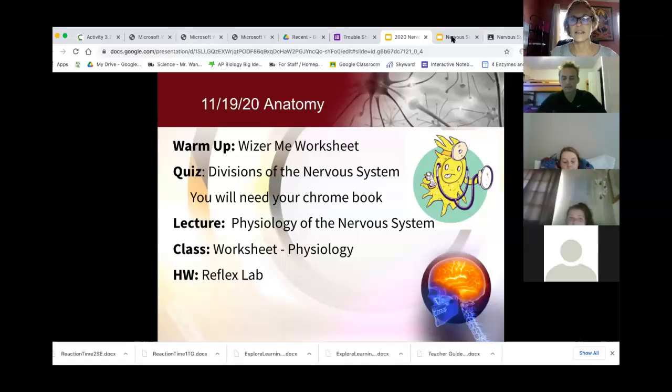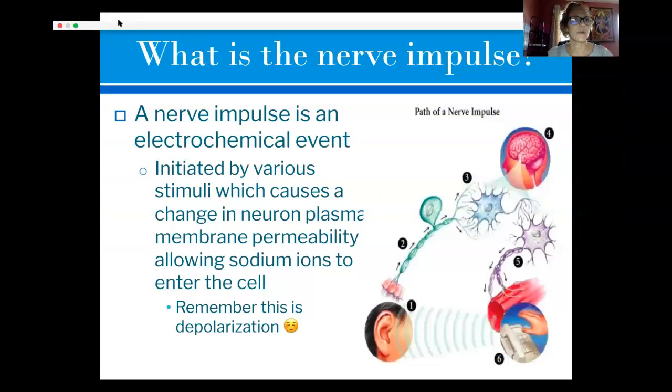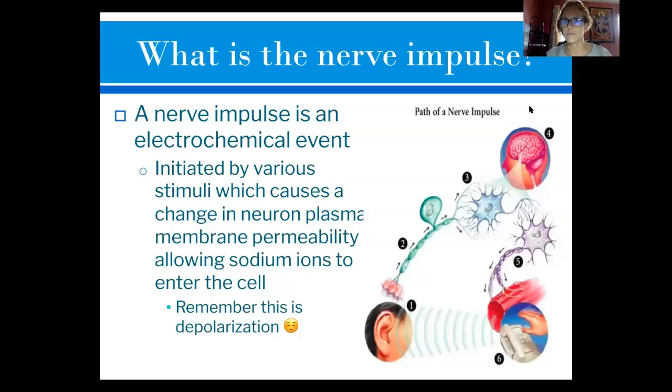So we're going to get into physiology today. The student version, if you wanted to use the student version, you'll need to make a copy of it. Otherwise, here we go. Moving my camera to somewhere where I'm not in the way.